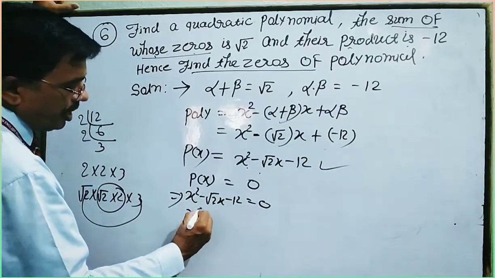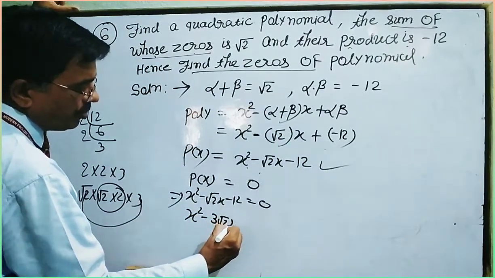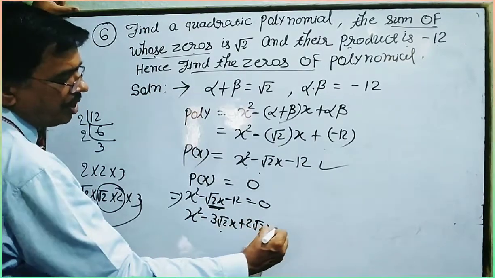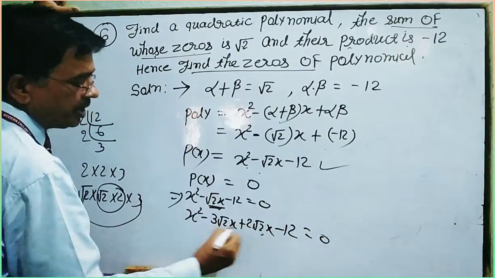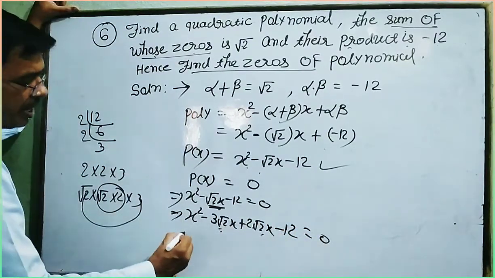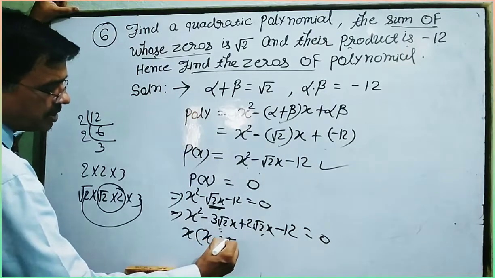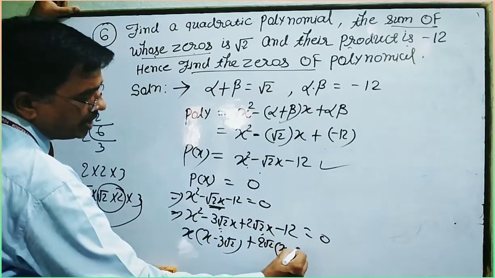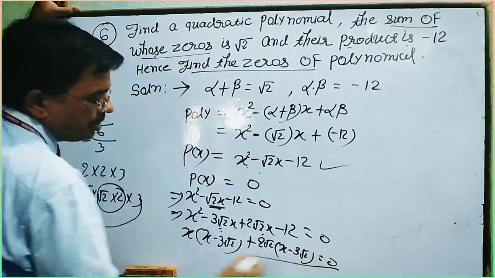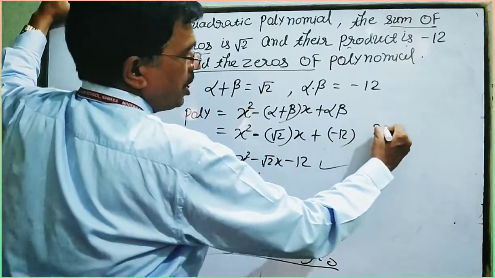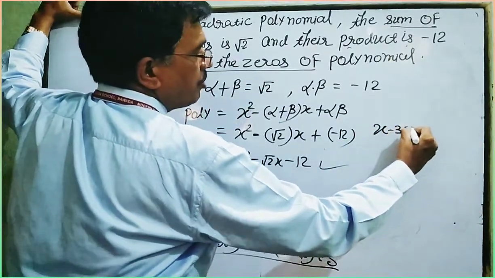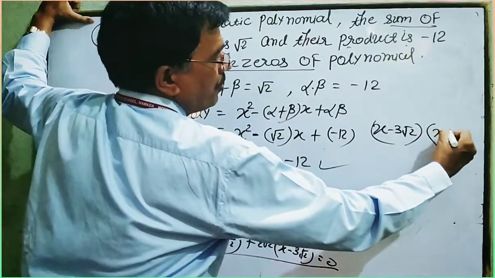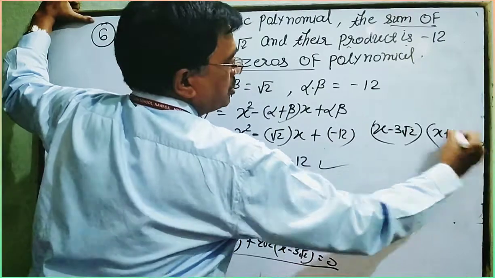So we write x square minus 3 root 2x plus 2 root 2x. When you solve, you get root 2, and in the product you get minus 12. What is common here? Take x minus 3 root 2 from the first terms and 2 root 2 common from the others. So the equation is x minus 3 root 2 into x plus 2 root 2 is equal to 0.